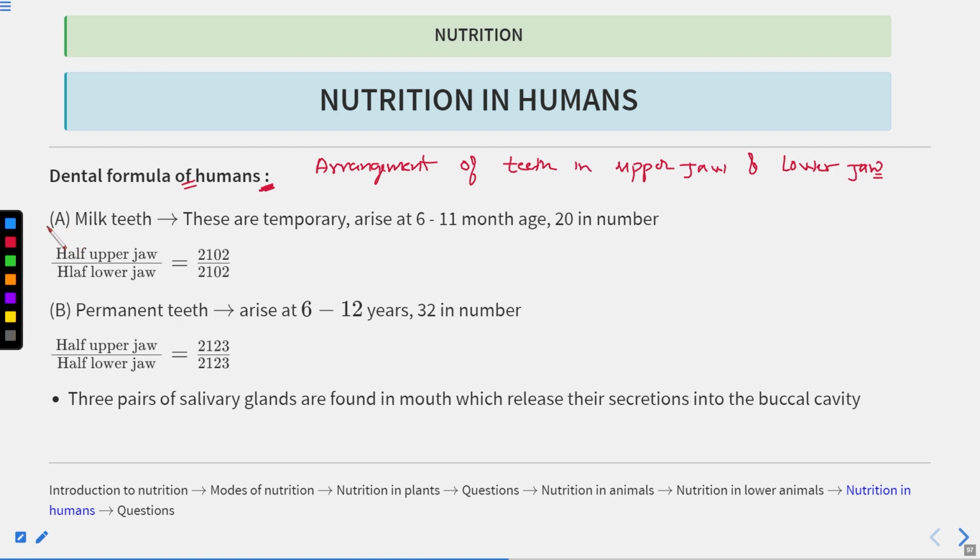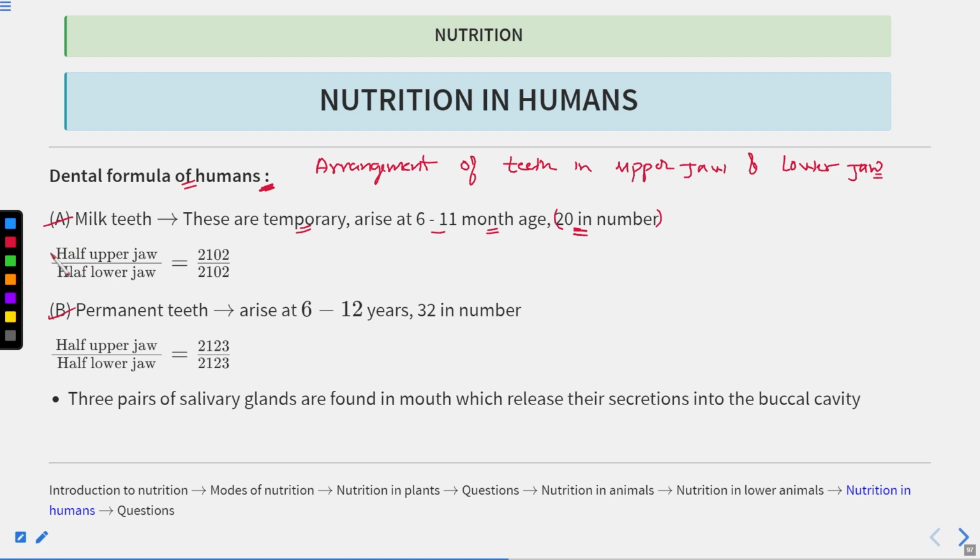First we have the milk teeth and then we have the permanent teeth. Milk teeth, obviously, are present in small babies. These teeth are temporary and they arise at 6 to 11 months of age. The number of teeth present at this age, in the kids, is 20. So 20 teeth are present in the kids. Alright, so how do we calculate the dental formula here?